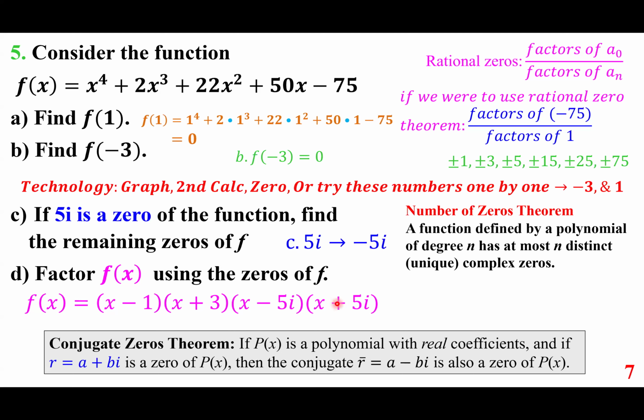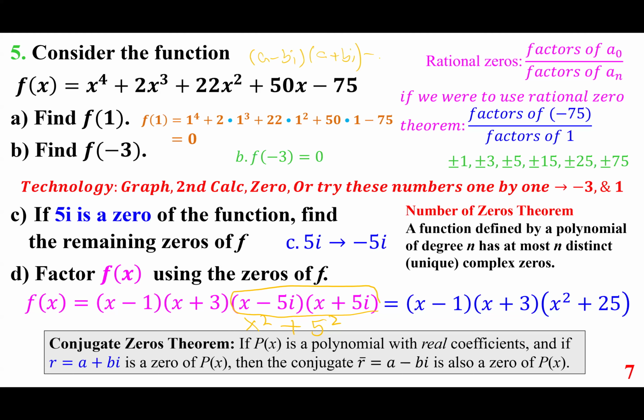Now, these two, if you recall, a minus bi times a plus bi is a squared plus b squared. So x squared plus 25. Again, I'm going to put them up here, reminding you a minus bi times a plus bi is a squared plus b squared. So I hope everybody remembers that and everybody appreciates that.